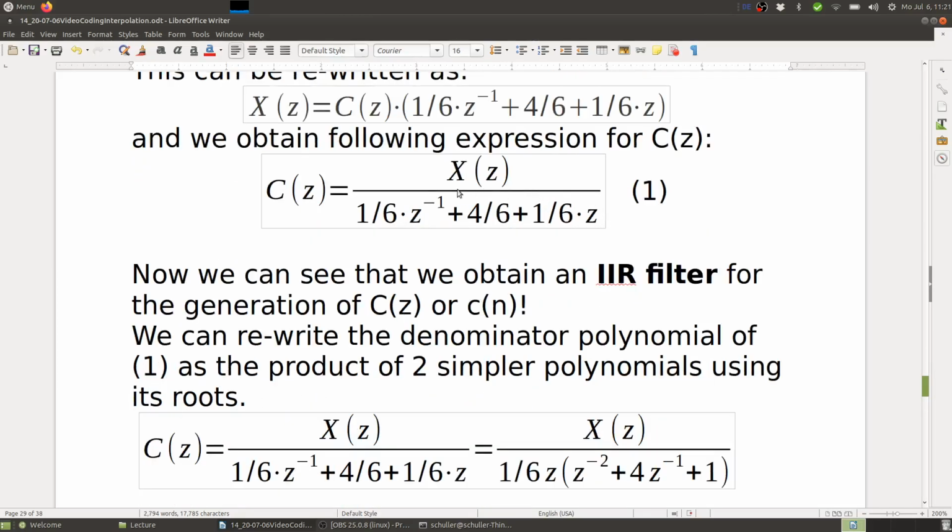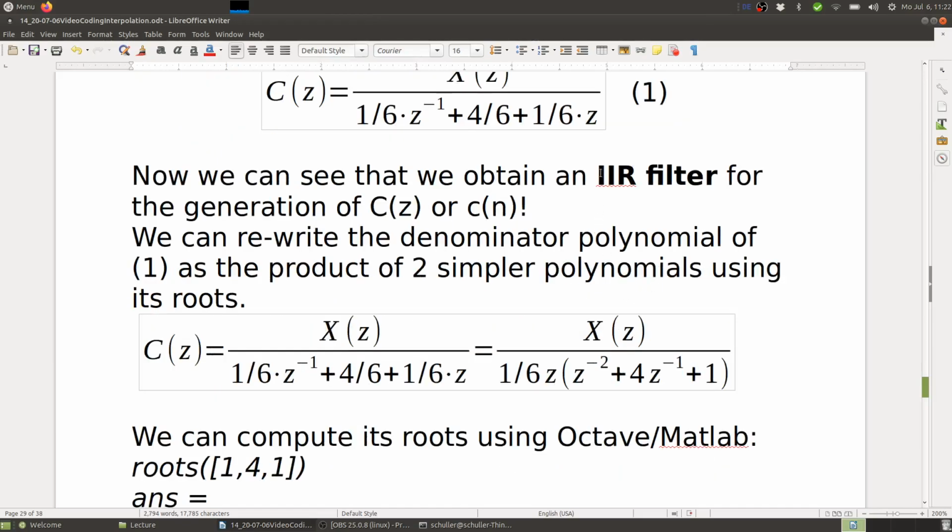And since we have a polynomial in the denominator, this looks like an IIR filter, right? If we have a denominator polynomial, this must be an IIR filter. And that means we can obtain C, the compensated image, from our original image by applying an IIR filter, right? So quite easy actually.